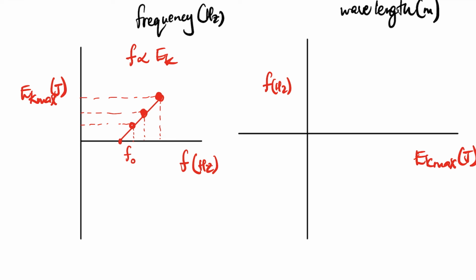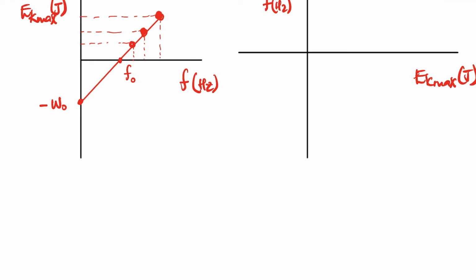And in this graph, where your graph cuts the y-axis there, that's the what? That's the work function, and it's a negative work function, right? And your gradient here, let's look at the gradient. If we say change in kinetic energy, which is change in y over change in x, which is the frequency, so it's the what? It's the Planck's constant, right? It's the Planck's constant. Why?